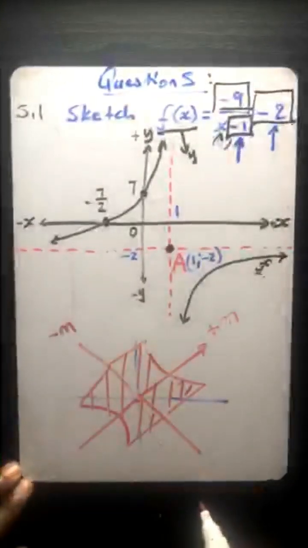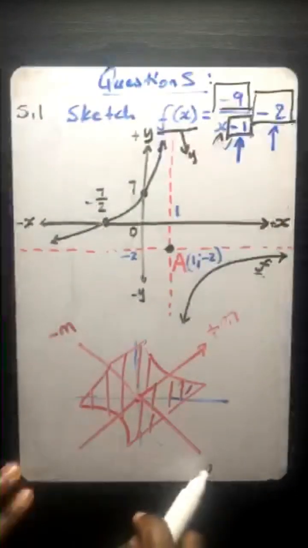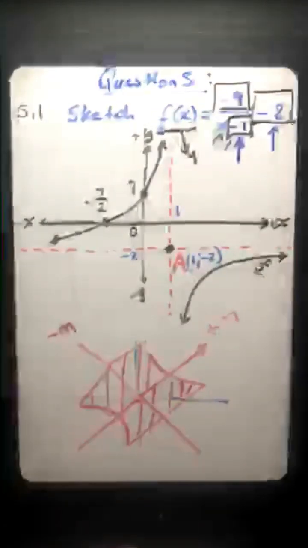What makes it to be or have a negative gradient? It is because if you can see, it actually ends in the second and the fourth quadrant. I'm not sure if you now understand what is meant by an axis of symmetry.